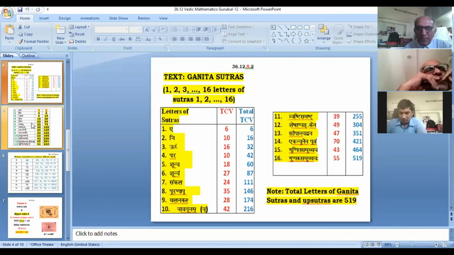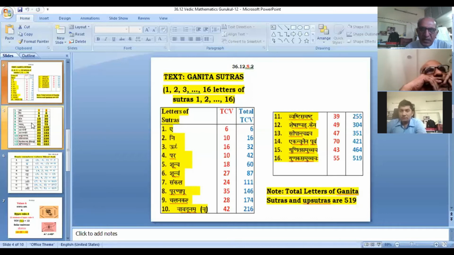For the second sutra, it will be value 10 as the TC value of the pair of letters of the second sutra. In the third column, we have the total TC value. Up till the first sutra, the value remains 6, but up till the second sutra, it is 6 plus 10 equals 16. Like that, from Sutra 1 to Sutra 16, the total value comes to 519. It is blissful to note that the total letters of the Ganita Sutras and Upsutras are 519.